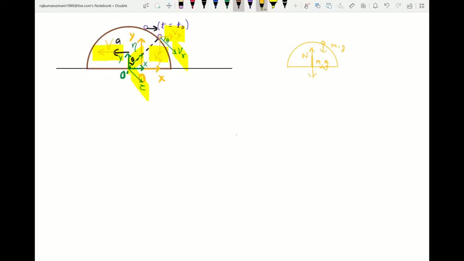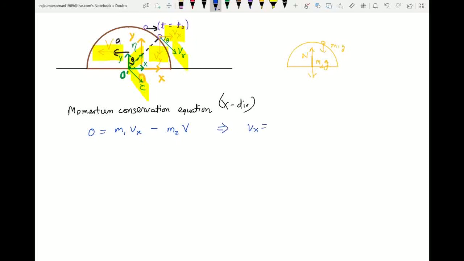Let us write the momentum conservation equation. Since initially everything is at rest, the initial momentum of the whole system is 0. So 0 is equal to, at time t naught, the momentum in x direction. For m1 it is m1 Vx, minus m2 V because of the hemisphere, and this is your momentum conservation equation. From this I can say that Vx is equal to m2 upon m1 times V. Consider this your third equation.